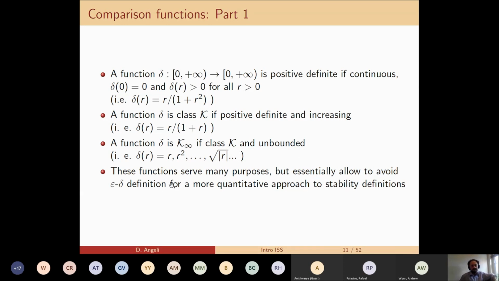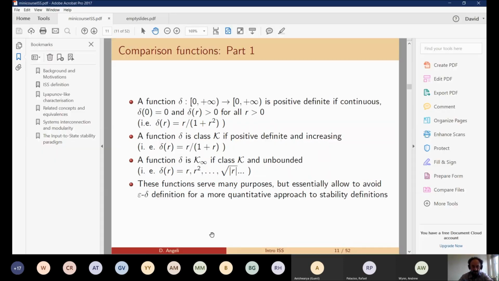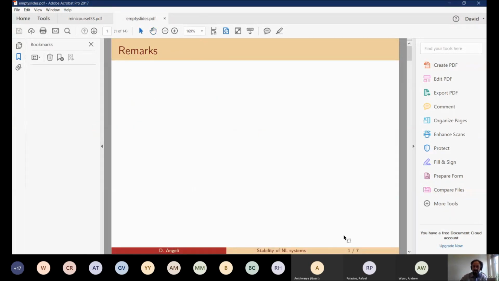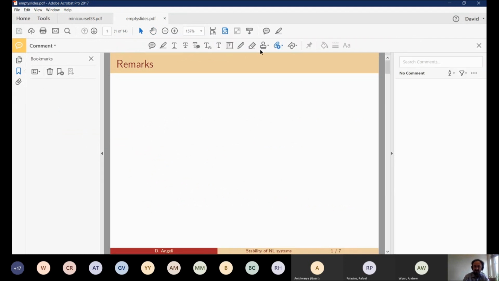These functions serve many purposes we will see next, but one of the things they are used for is to define suitable shapes for Lyapunov functions, for their dissipation rates, and also for notions of gains that we might be using next. So let me, just to fix ideas, show you functions of this kind in a graph, so that it will be easier to remember the type of shapes that we're dealing with.